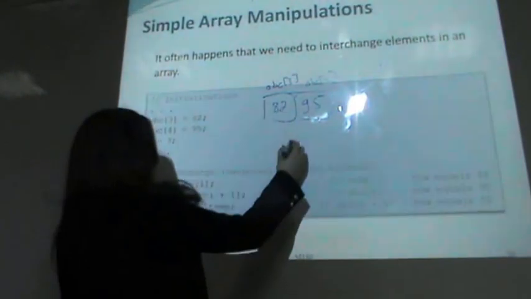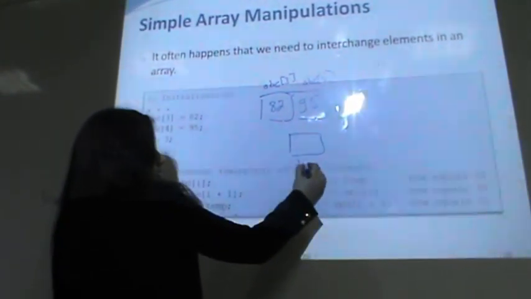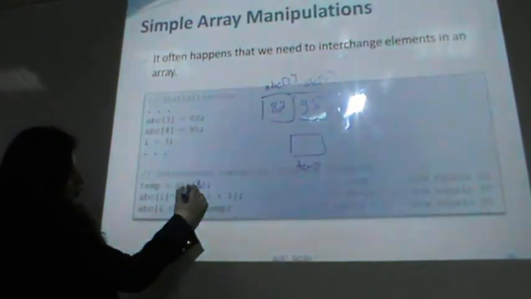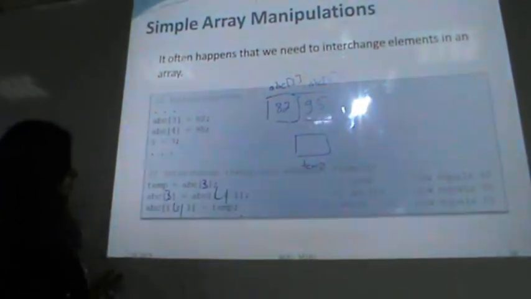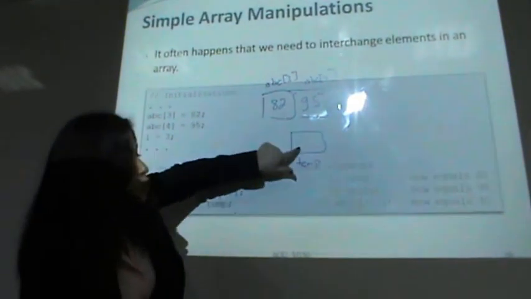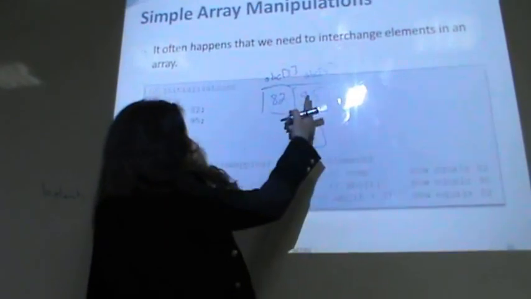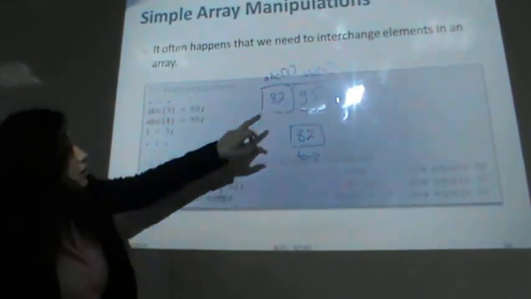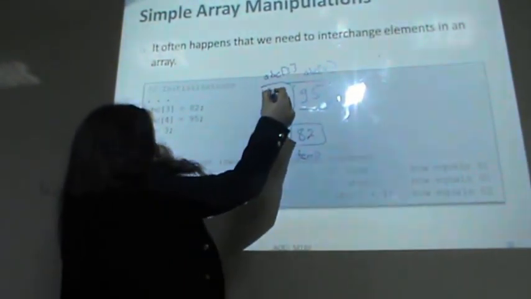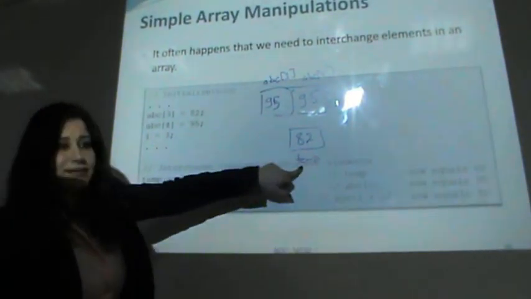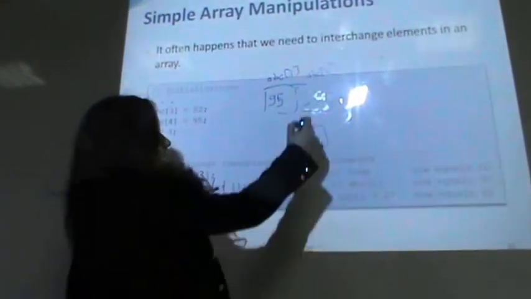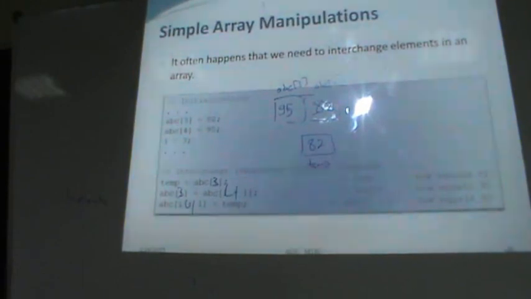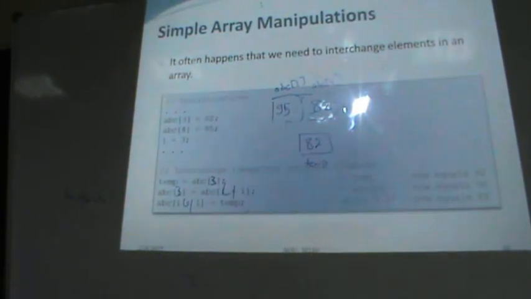Then we can declare a temporary variable. For example, its name is temp. Then we put temp equal to ABC of i. Let's say i equals 3, so temp equal ABC of 3, then we will put 82 in temp. Then we put ABC of 3 equal ABC of 4, so 95 will be in ABC of 3. And at last we will put temp into ABC of 4; here we will bring 82. So to interchange values, we need a third variable.